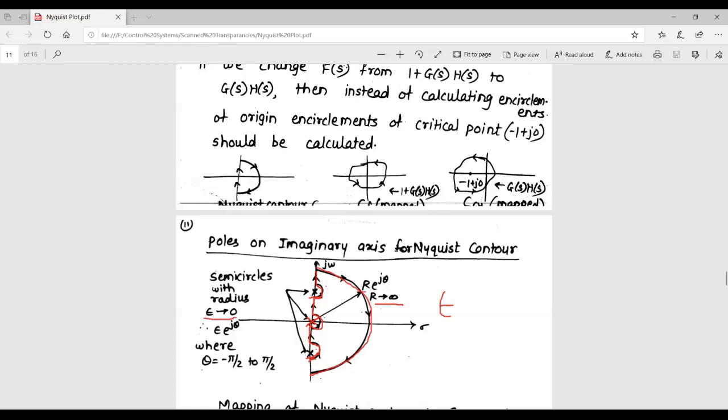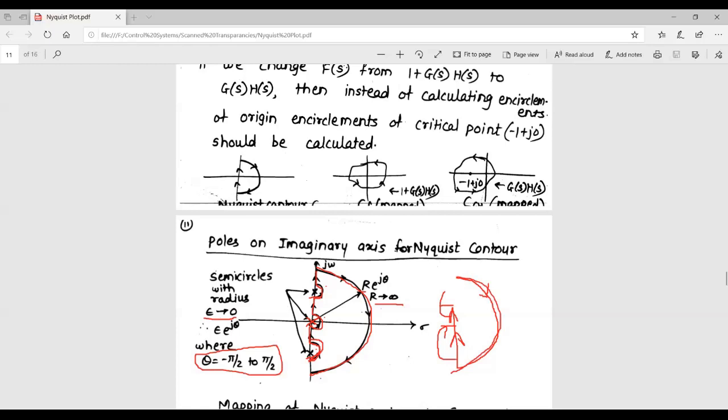And in this case, please understand the direction is from minus pi by 2 to plus pi by 2, because the contour direction is this. It is going in this way and then it is going up. So for this direction, the angle direction would be minus pi by 2 to plus pi by 2. For this section, the angle direction would be plus pi by 2 to minus pi by 2, exactly opposite for the smaller portion of the Nyquist contour.